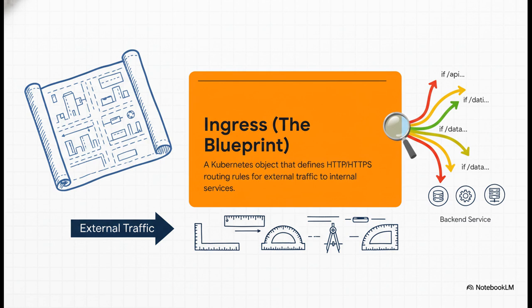That's it. Think of it like the blueprint for our city's traffic system. It doesn't actually direct the cars, it just defines the rules. It says things like, hey, if a request comes in for /API, you should send it over to the backend service. It's just the plan.